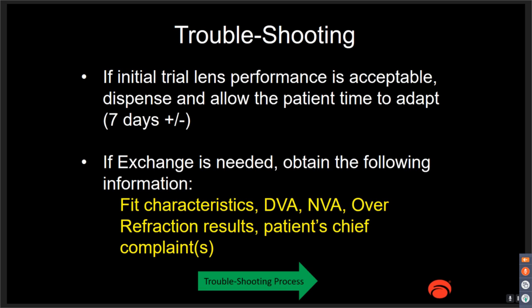Now, if an exchange is needed, the consultation line will need some information. They want to know about the fit characteristics. Again, think about doing an over K, and take a good look at it with your slit lamp to make sure it's centered. You're going to need to know distance visual acuity with both eyes, near visual acuity with both eyes, and over-refraction results. Do they make sense to you when you do an over-refraction?